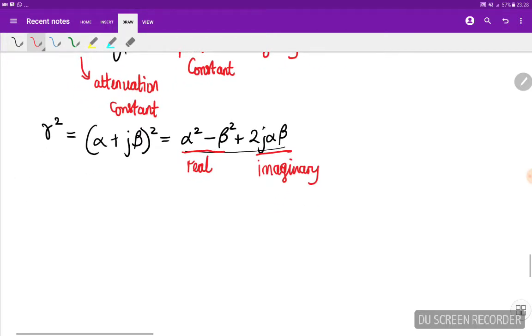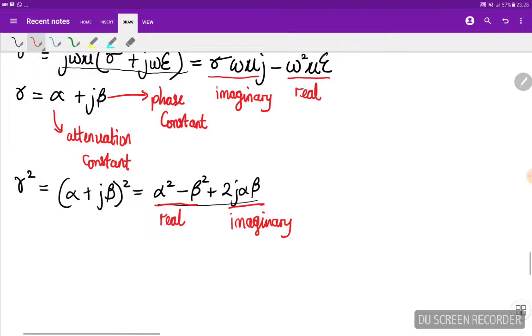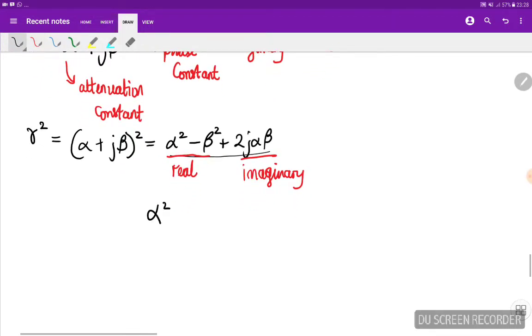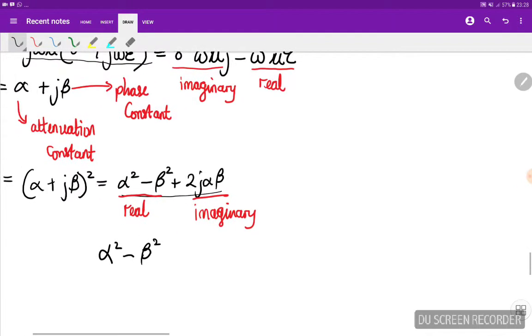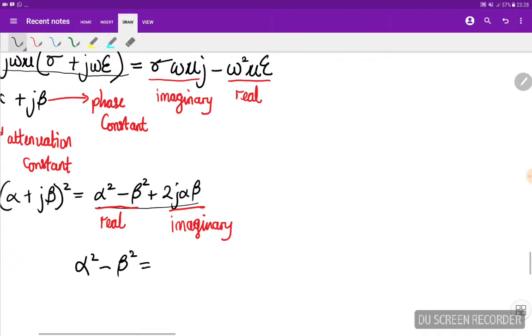So therefore we have that alpha squared minus beta squared is equal to minus omega squared mu epsilon.